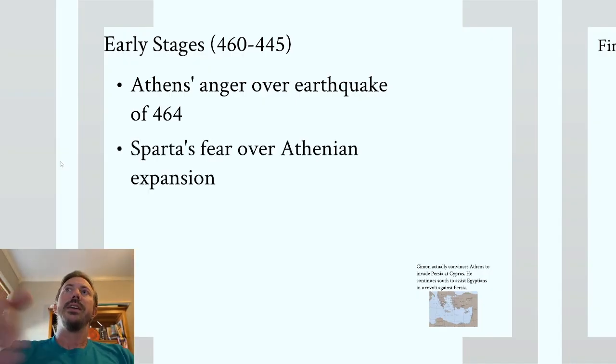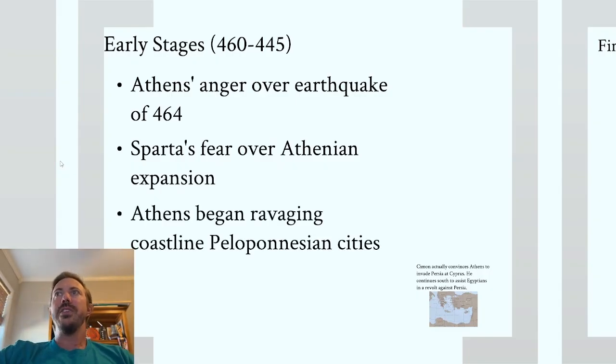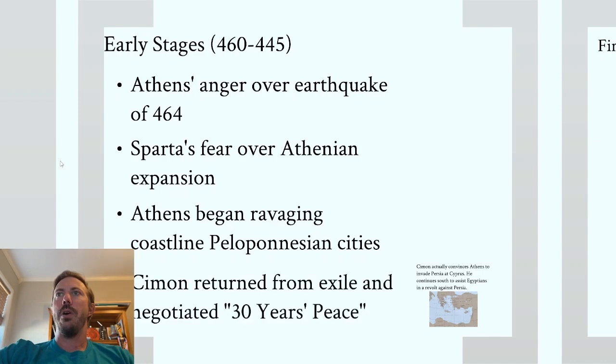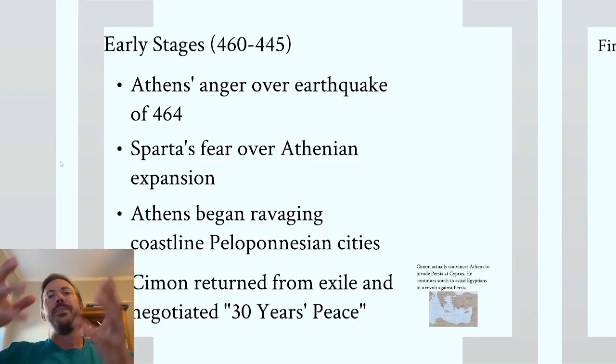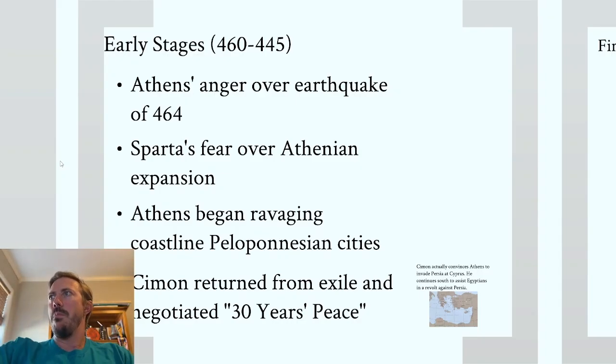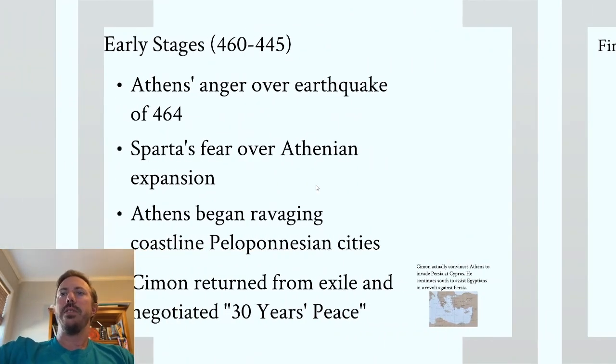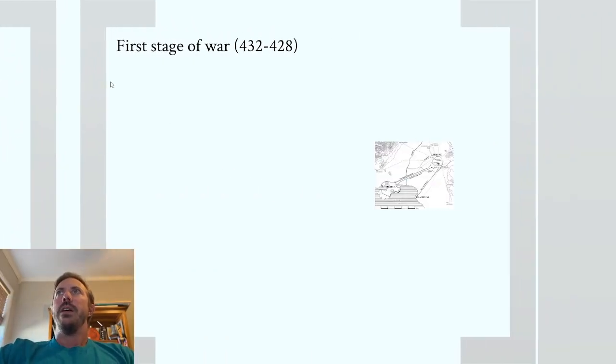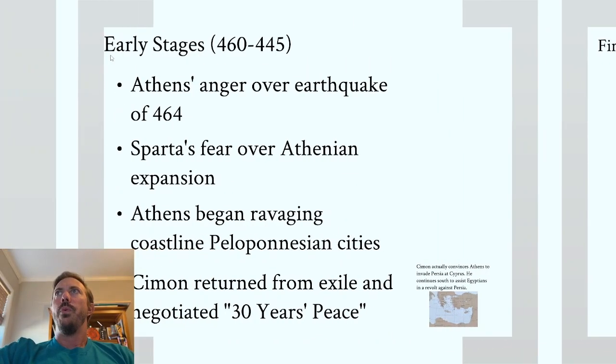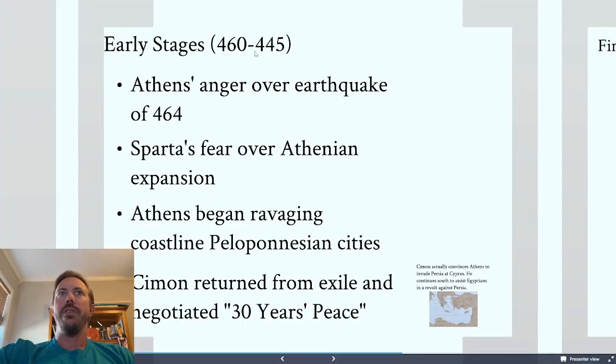Sparta's fear continues over Athenian expansion. Okay? And then Athens begins ravaging the coastlines of the Peloponnesian cities. And that is an affront to Sparta. And then Cimon returns from exile and negotiates a 30 years peace between Athens and Sparta. Okay? All right. Here's a thing over here. We're not even going to talk about it. And so, that's in 445 BC.